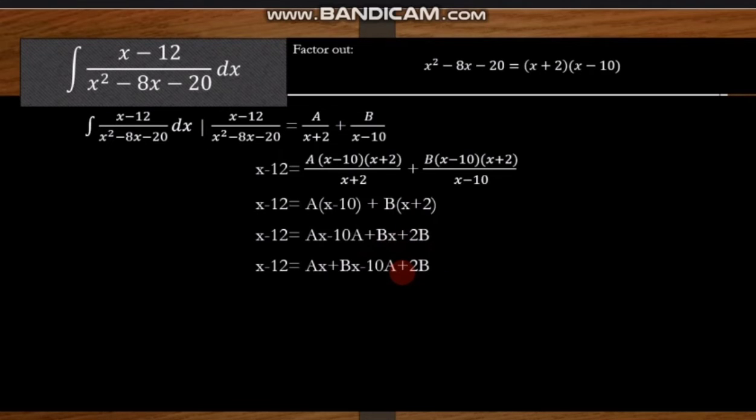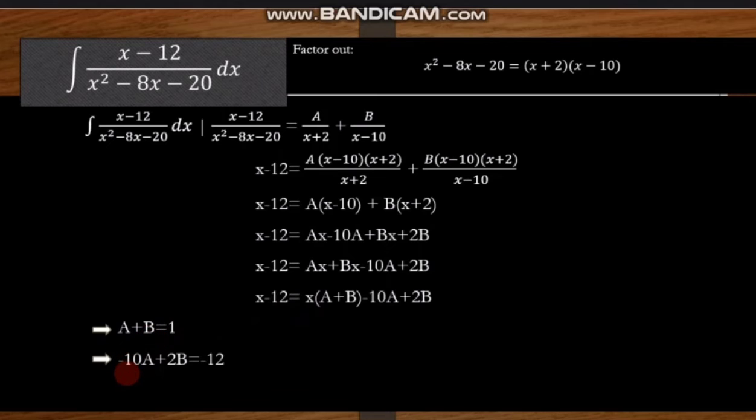Then arrange the expression and factor out Ax plus Bx, wherein we come up with x times A plus B. So now we have the two equations. The first is A plus B, and since the variable x is the term, we equate this to 1. And the second equation is negative 10A plus 2B equal to the constant negative 12.